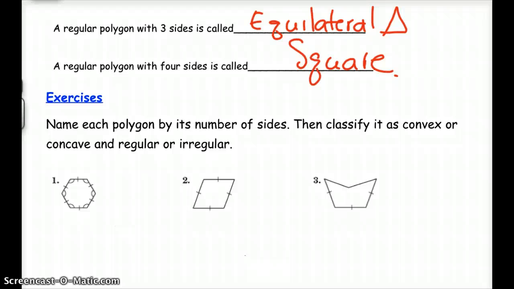Name each polygon by its number of sides and then classify it as convex or concave and regular or irregular. So you're asked to do 3 things here. 1, name it by its sides. 2, classify by convex or concave. And then 3, you need to decide if it's regular or irregular. So how many sides do we have in number 1? Here we have 6 sides. So a 6-sided figure is a hexagon.